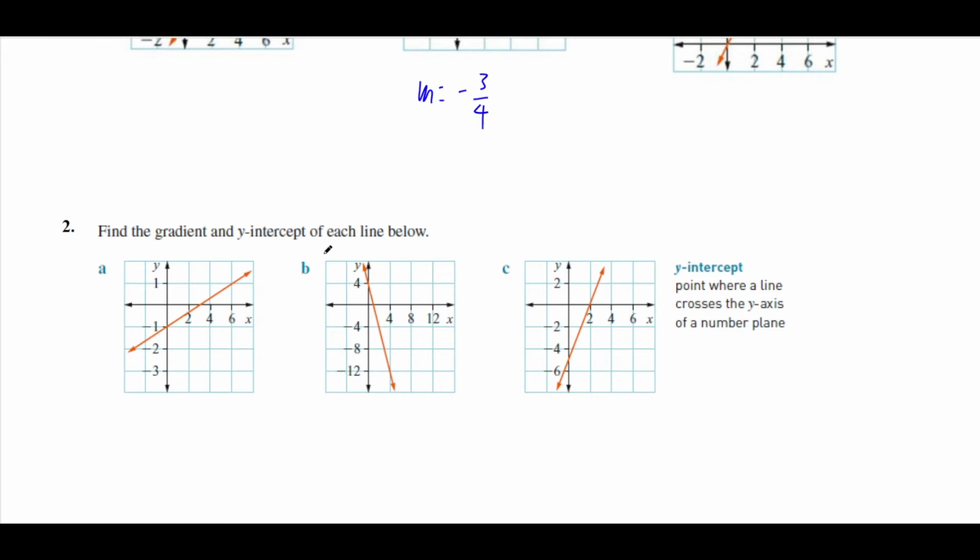Find the gradient and y-intercept of each of the lines below. So, for the gradient, just draw a triangle. This can be a triangle, right? The gradient is equal to what? This is about 5 units. 5 over 2. Y-intercept, so b is equal to -5. That's pretty easy.